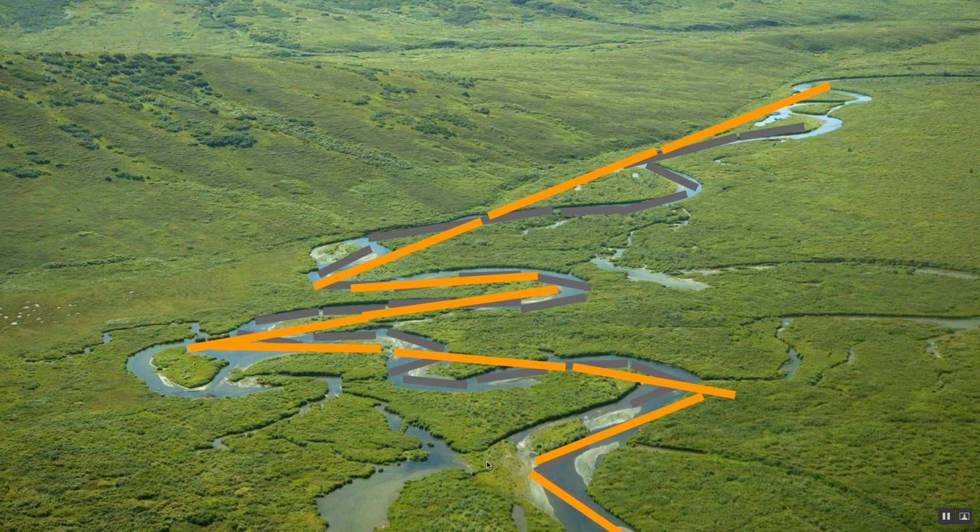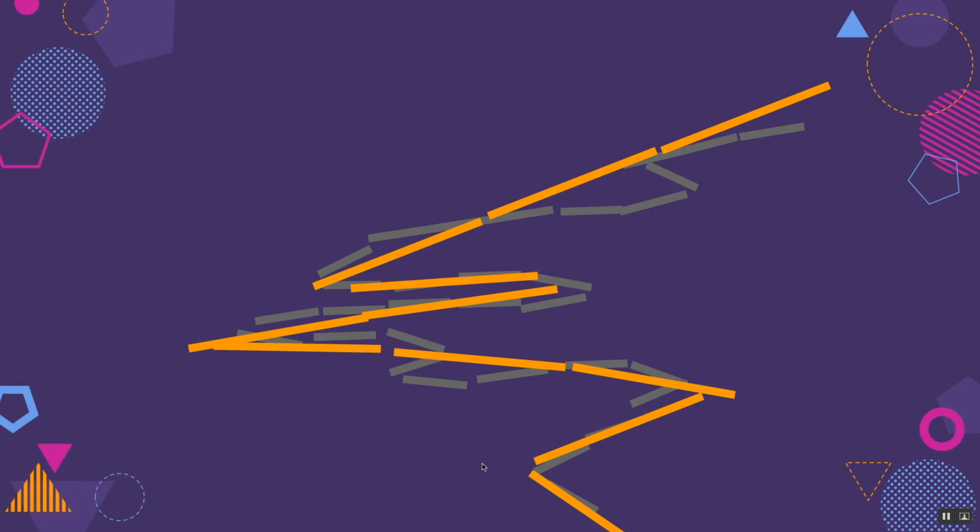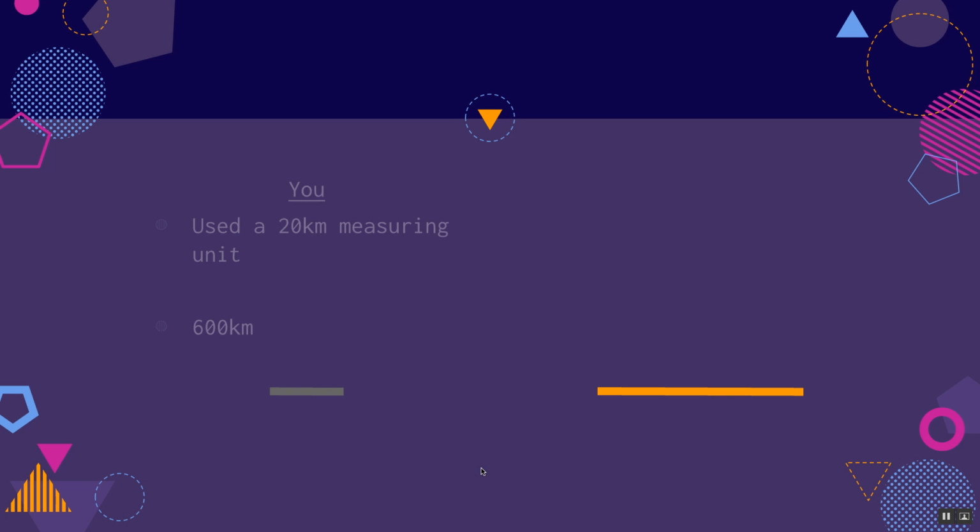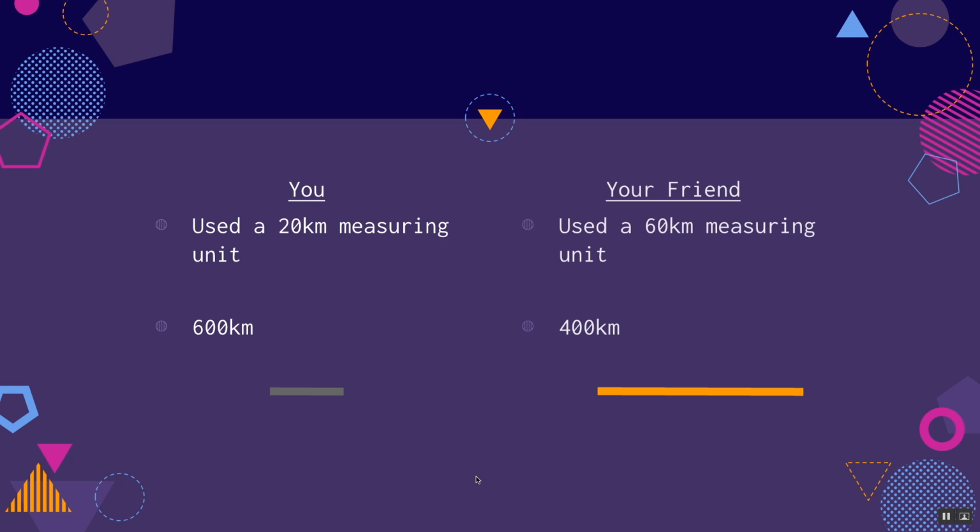You and a friend are tasked with measuring the length of a river for part of a class project, but you both choose different measuring units based on how much time you want to spend on it. You choose a 20-kilometer measuring unit and find the length of the river to be 600 kilometers. However, your friend uses a 60-kilometer measuring unit and finds the length of the river to be 400 kilometers. But how could you and your friend come up with such vastly different measurements of the same thing?